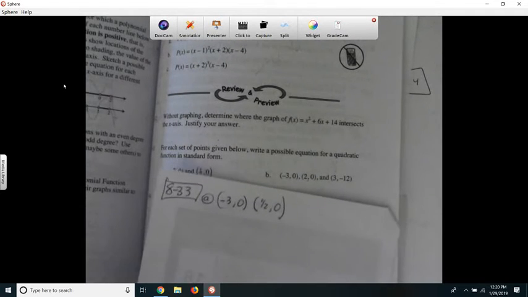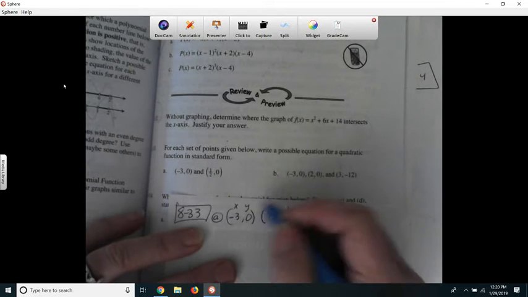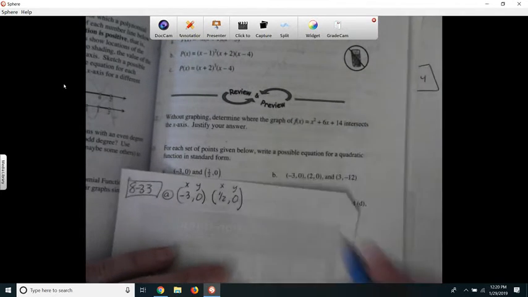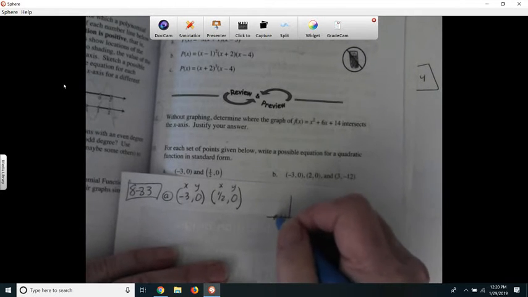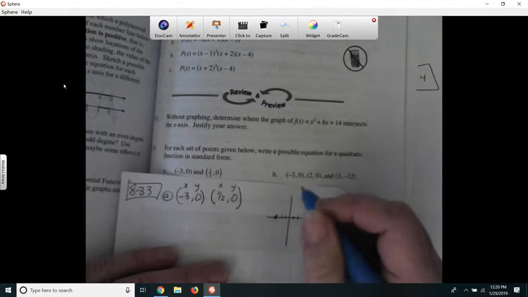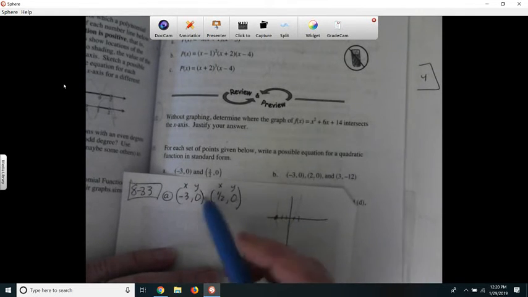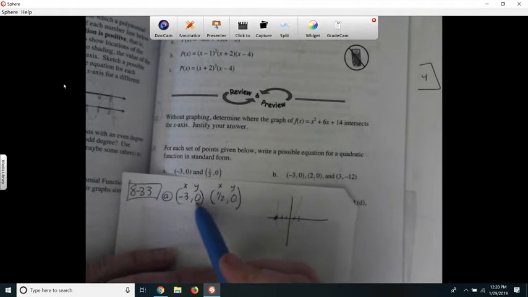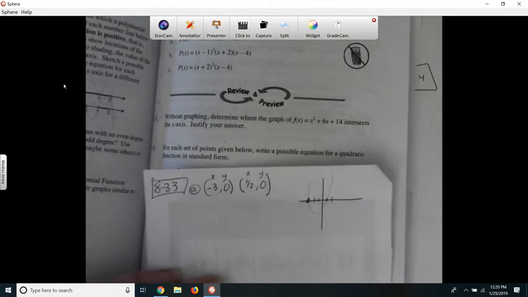Something interesting about the ordered pairs is that you can see that the y coordinates are 0. So I know I'm not supposed to graph it, but I can't help but notice that it might go like this, or maybe it goes the other way. Because the y's are 0, I know that these are the intercepts. And if these are the intercepts, then that tells me something about the equation of the graph.